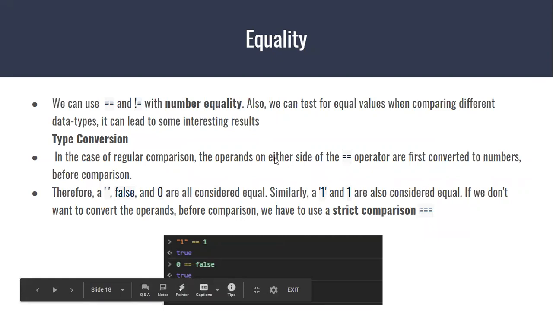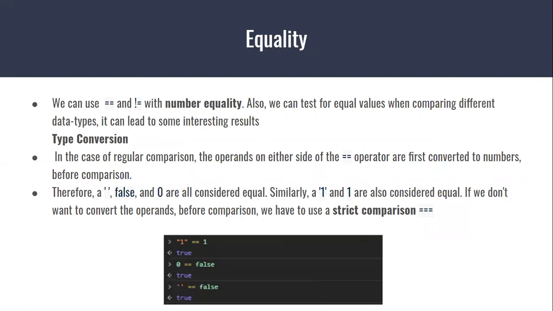So we're talking about equality. We can use double equals, and we can use the exclamation mark equals, with number equality. We can also test for equal values when comparing different data types. It can lead to very interesting results in type conversion. So we have that concept, type conversion. In the case of regular comparisons, the operands on either side of the double equals operator are first converted to numbers before comparison.